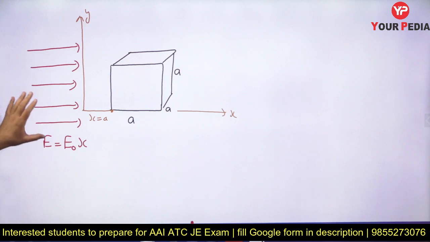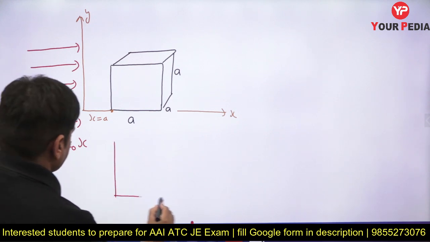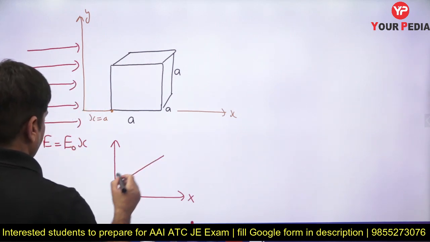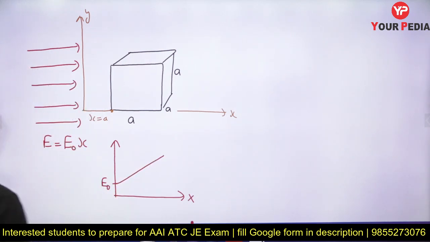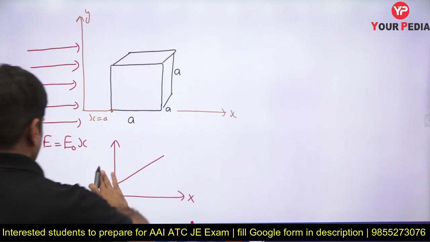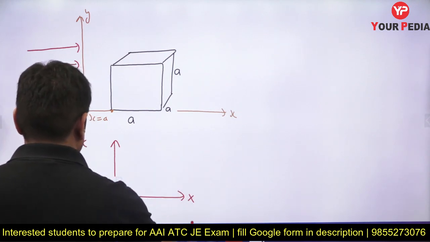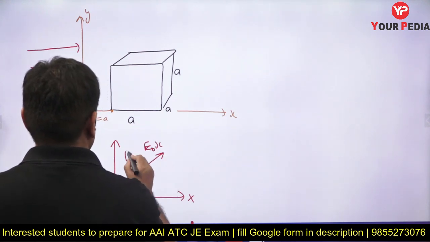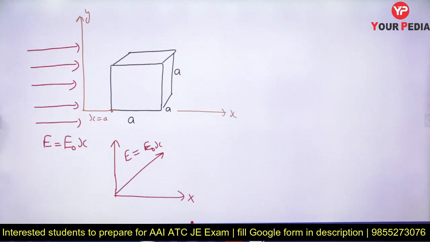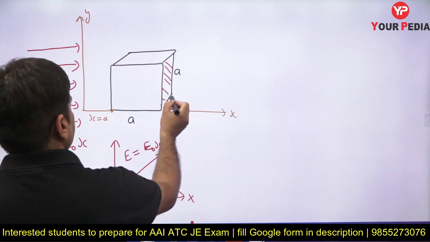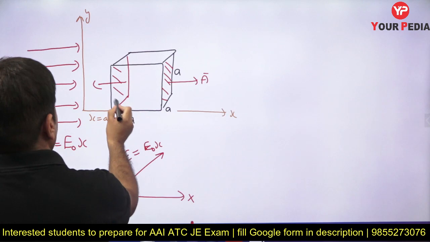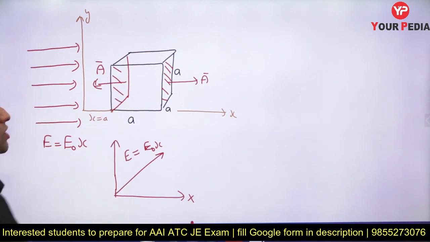Now let me give you another question. Now I am giving an electric field which is a function of x. Let us say this is the x-axis, and I am giving you electric field as E is equal to E naught into x. Sorry, this is the graph. So I am giving you this. Electric field is E naught into x, so it is changing with x. Now can you tell me what is this area vector? Sir, this side. Okay, what is this area vector? Sir, this side. Will both cancel out again?